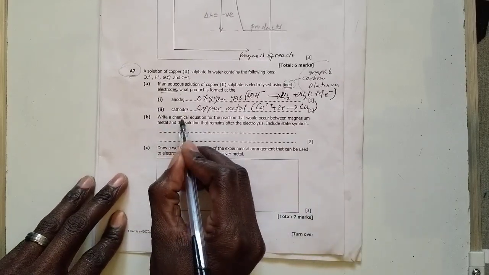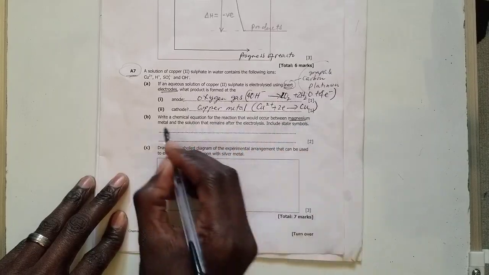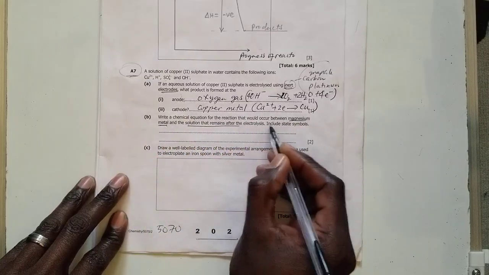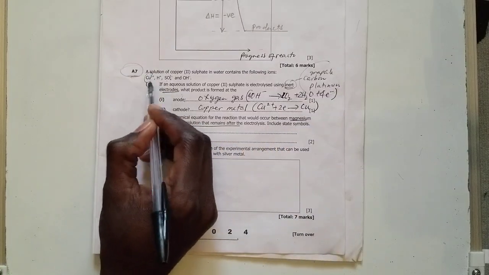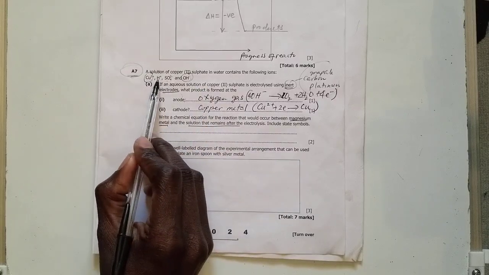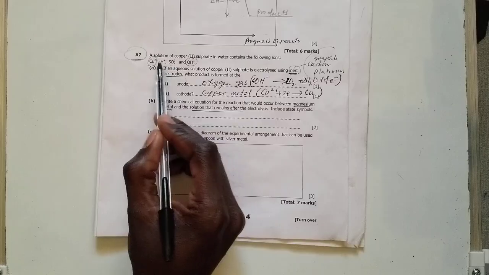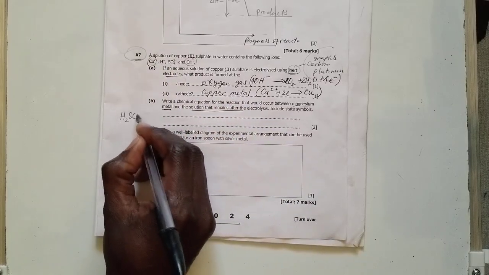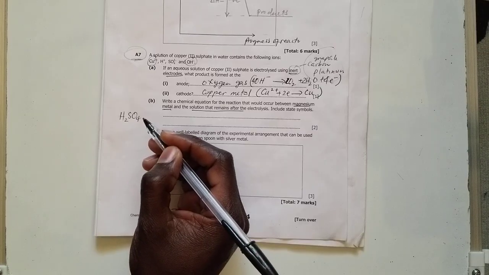Then it says write a chemical equation for the reaction that would occur between magnesium metal and the solution that remains after electrolysis, include state symbols. Now remember, since copper has been eliminated, the hydroxide has been eliminated, what will remain are hydrogen ions and, in this case, sulfate ions. So when these combine, they are going to produce sulfuric acid.